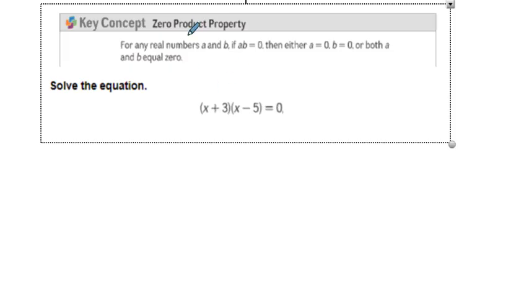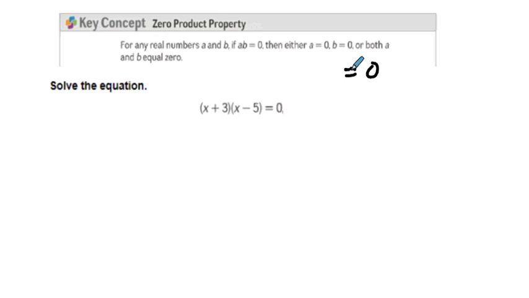Okay, so the zero product property says for any real numbers A and B, if A times B equals 0, then either A is 0, B is 0, or both A and B equal 0. So let's just look at a regular example. If you have something that equals 0, and let's say we're multiplying 7 times something, and we know that the result is 0. If I multiply it by 1, we're going to get 7. If I multiply it by 2, we'll get 14.